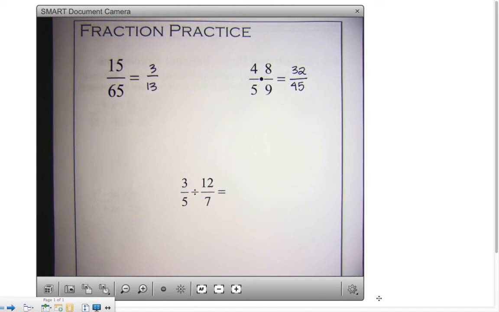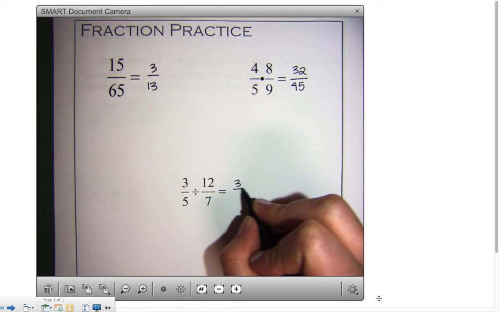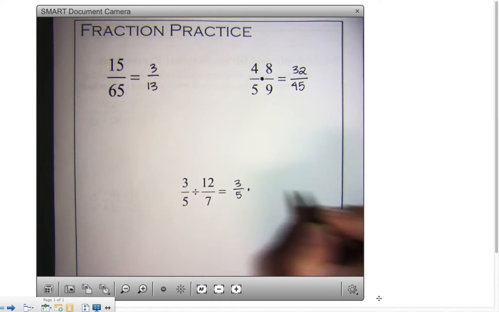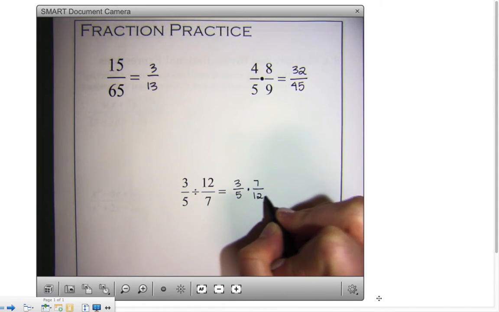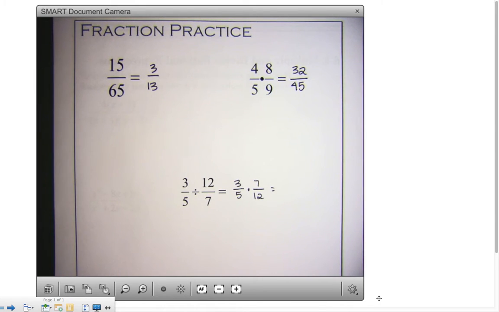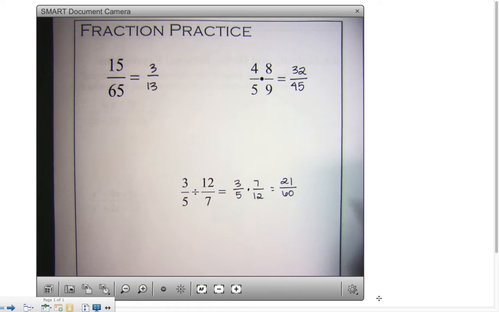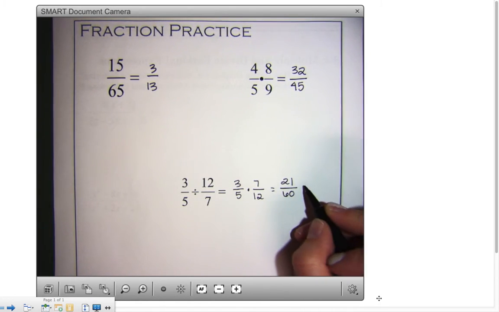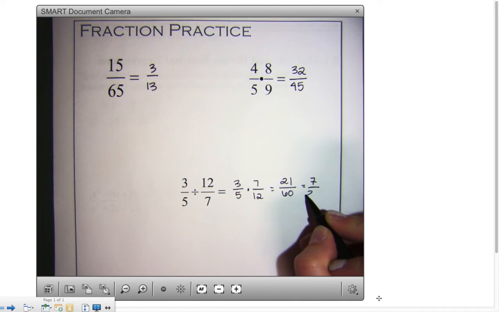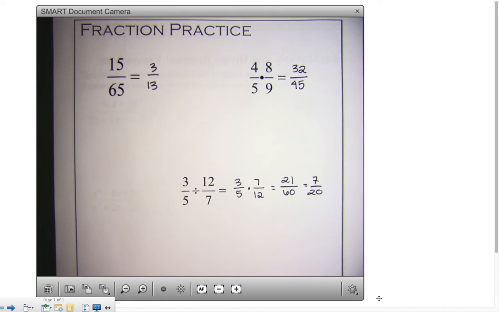Now dividing, we have to remember that dividing fractions is the same as multiplying by the reciprocal. So this is the same thing as 3/5 times 7/12. Then it's just the same property as before. So 21 over 60. Reduce that, 3 goes into 21 and 60. 7 over 20 is your reduced fraction.